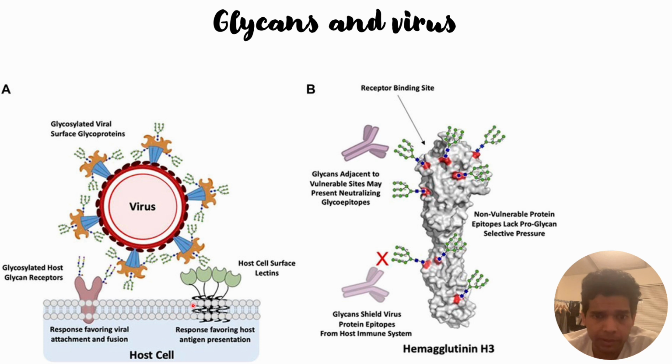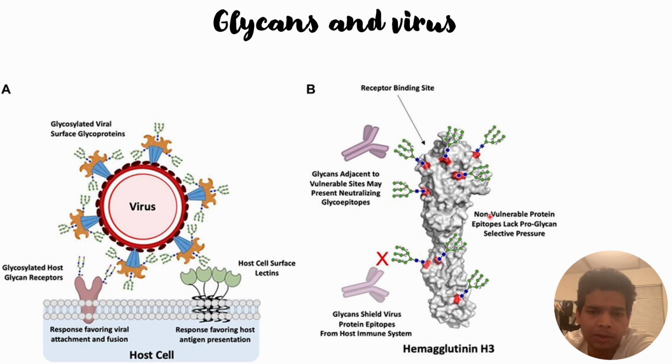like a co-receptor, or we can say host cell surface lectin, that interacts with the glycans on the virus and helps in the virus attachment and fusion within the host cells. So this is just a general structure, and this is one of the examples that is shown here.